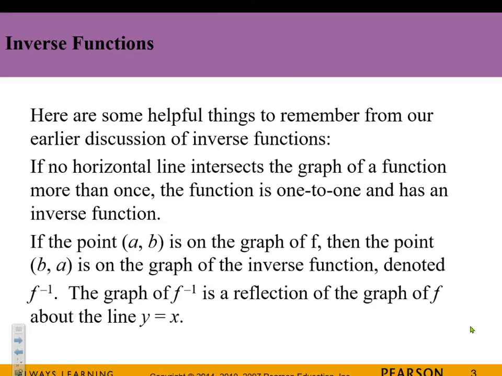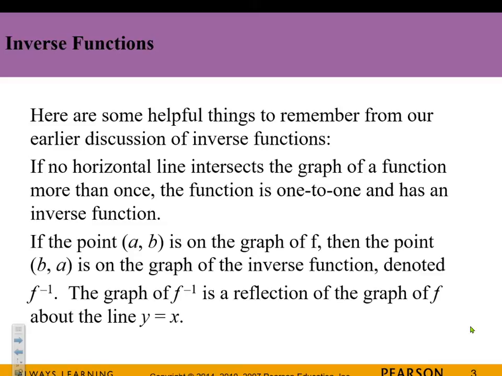Alright, here are some helpful things to remember from our earlier discussion of inverse functions. If no horizontal line intersects the graph of a function more than once, the function is one-to-one and has an inverse function. If the point A, B is on the graph of f, then the point B, A is on the graph of the inverse function, denoted f inverse. The graph of f inverse is a reflection of the graph of f about the line y equals x.